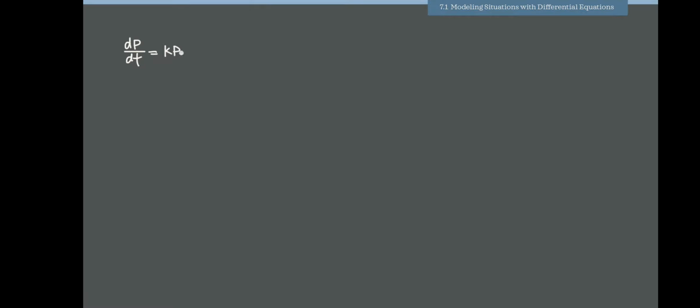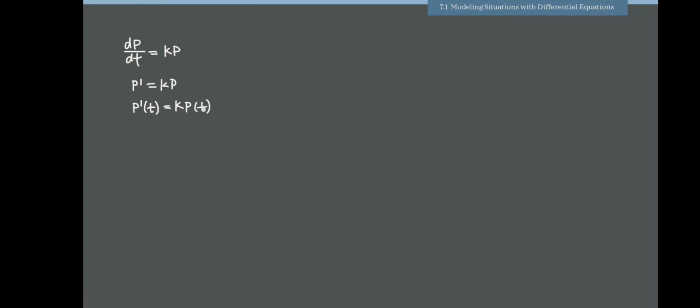Notice here that what we have is p, which we'll say is population, for instance, and then we have dp over dt. Well, this is the derivative of p, or the rate of change of p. We could also write this as p prime is equal to kp. So we have an equation that's relating the original function p to its derivative p prime. We could also write this, let's say, as p prime of t is equal to k times p of t.